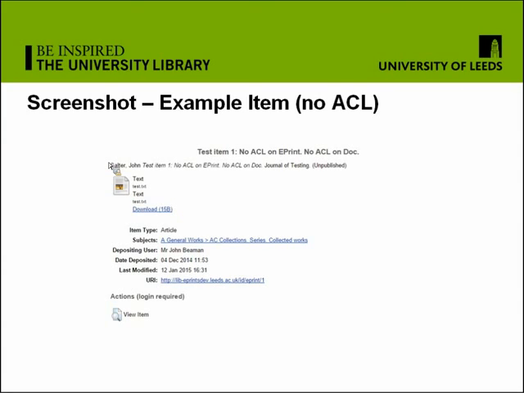So we mentioned near the start that one of the requirements was that if ACL was not applied to an ePrint or a document, then it should revert back to the security value associated with documents. This is an example of an item, and I know it's very hard to read at the back, but basically this is an item that has no ACL applied to it. So in other words, it's reverting back to normal out-of-the-box ePrints.